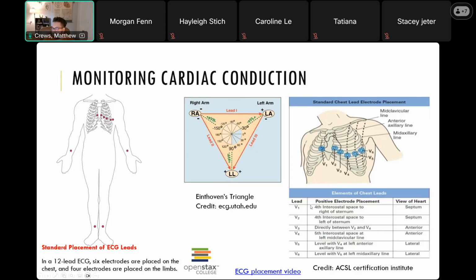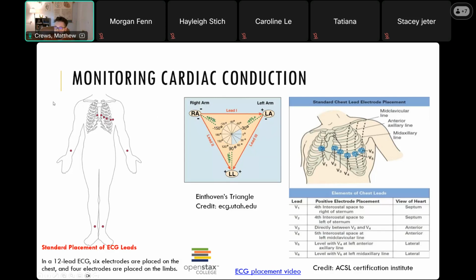Okay. So lead V1. The other thing: think of the electrical conduction as starting from your nervous system to your SA node. You're looking at it at different planes. So if you're starting from your right arm, right?